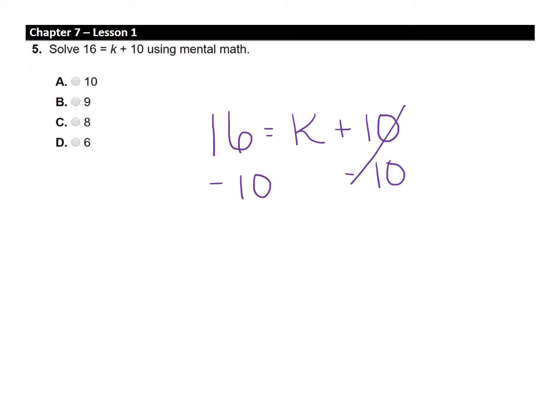Question 5. Solve 16 equals k plus 10. We're going to subtract 10 on both sides. 10 minus 10 cancels each other out. And 16 minus 10 equals 6. That's answer choice D.